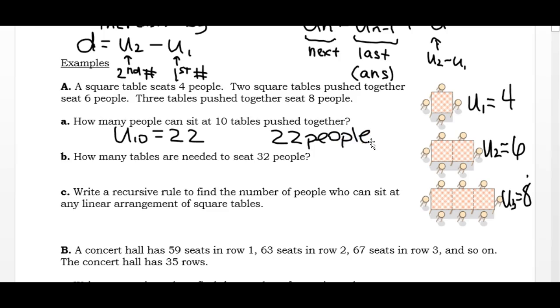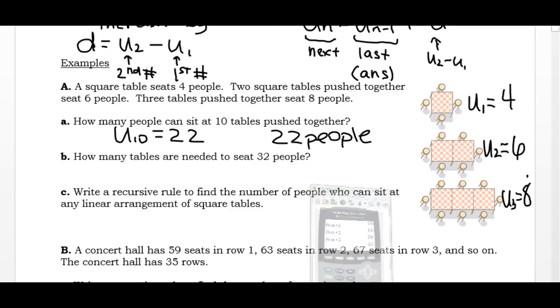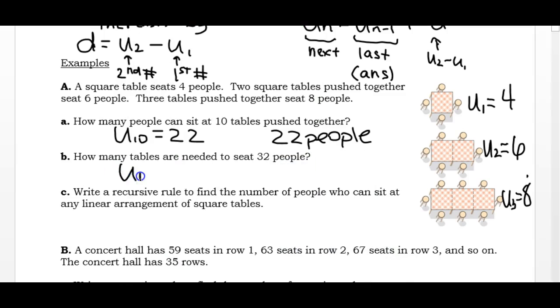And with that already seeded in the calculator, I can do letter B pretty quickly. How many tables do I need to seat 32 people? So I'm already at 10 tables is 22. I'm going to keep counting the number of times I push enter until I see 32. Okay, so that's 10, 11, 12, 13, 14, 15. U sub 15 is 32. And what that means is 15 tables will seat 32 people.